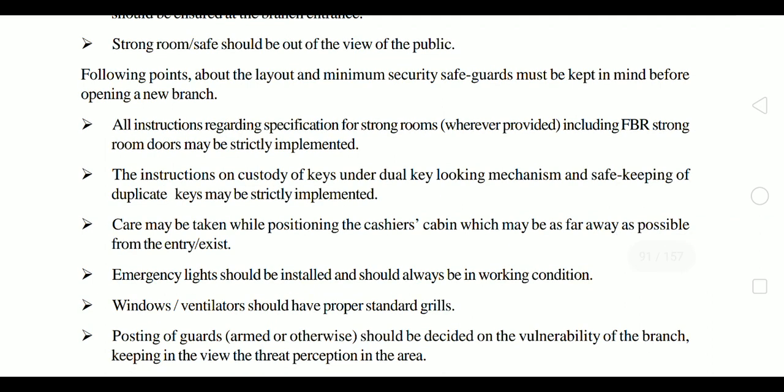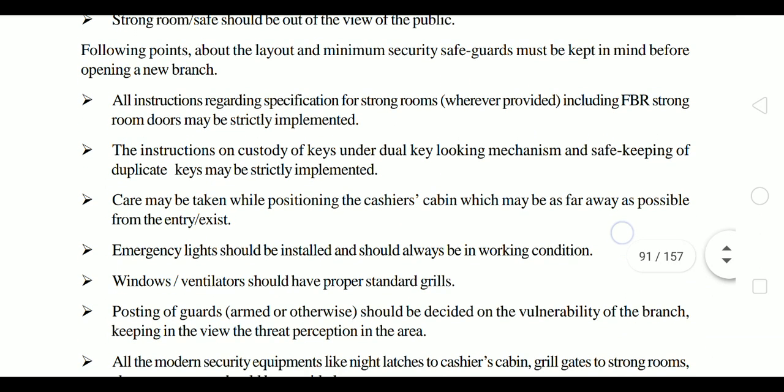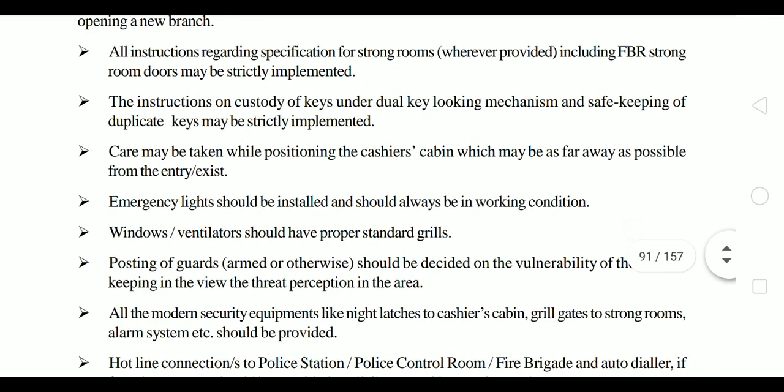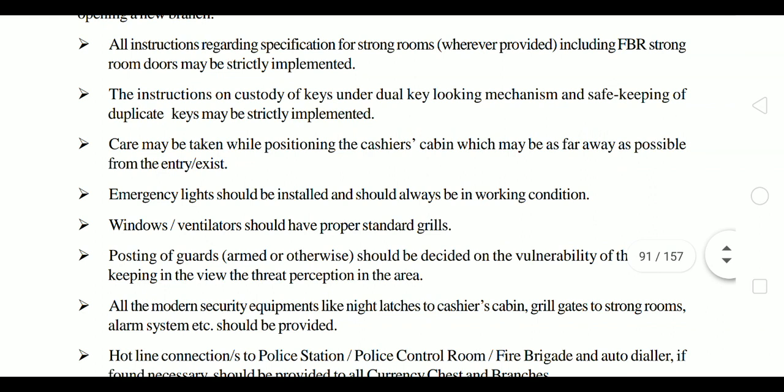Now coming to the next point, there are some other guidelines that are to be provided. The first is that we have all instructions regarding specifications for strong rooms, including FBR. Now, the full form of FBR is fire and burglary resistance. Room doors may be strictly implemented.